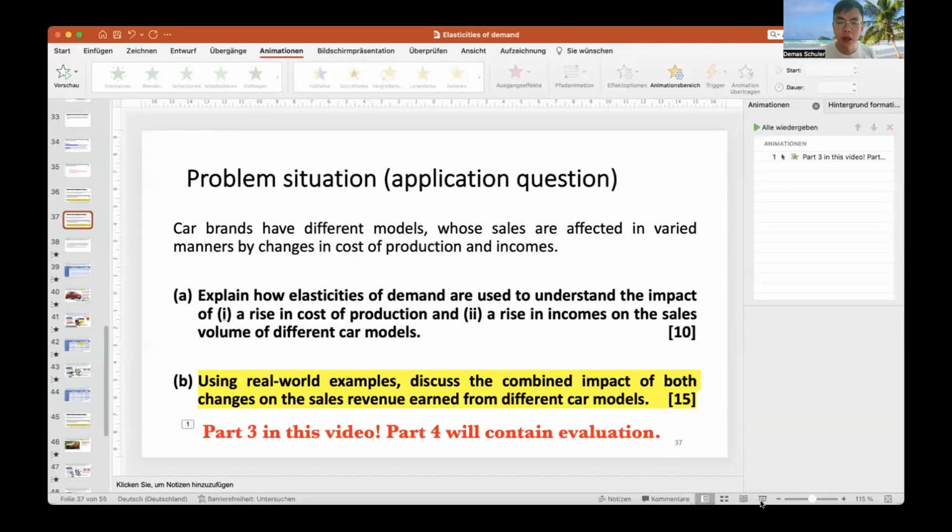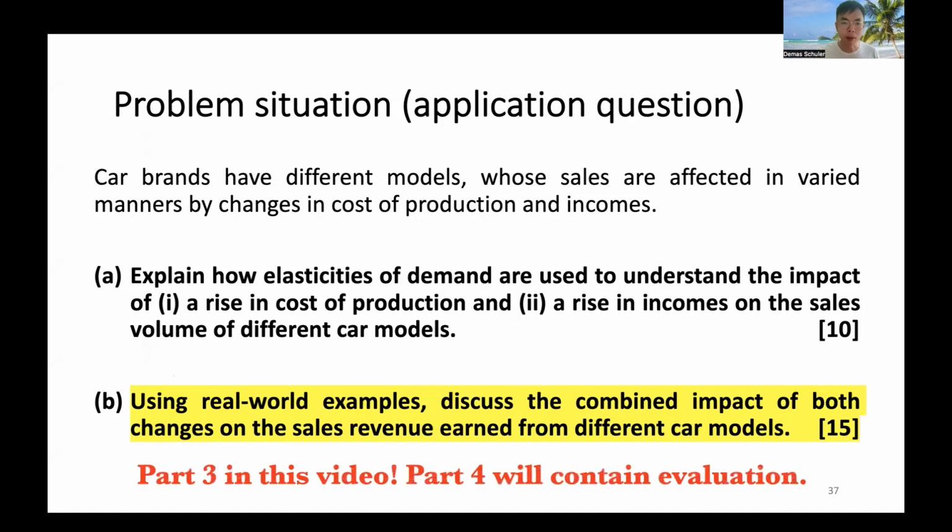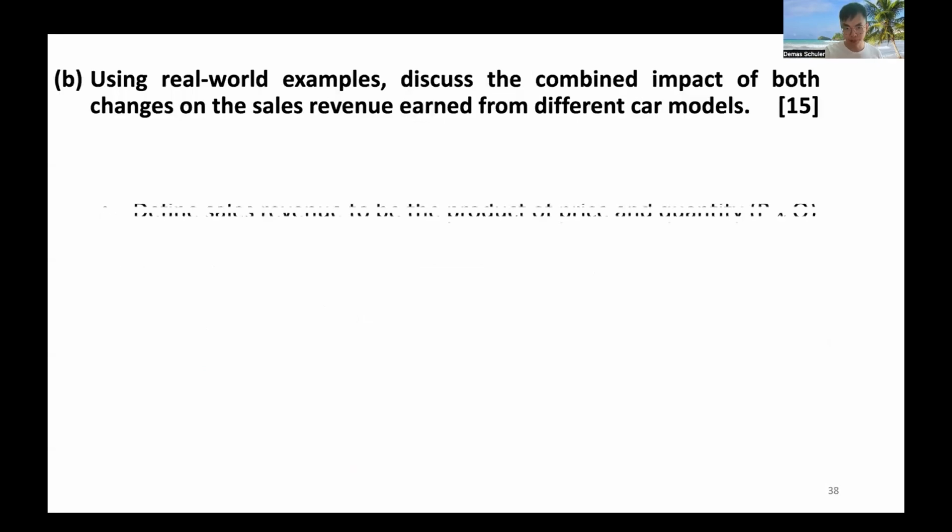If you haven't gone over part A, please check out my earlier videos, part 1 and part 2. You should click the links on the side. In this video and the next one, parts 3 and 4, we'll focus on part B, using real-world examples to discuss the combined impact of both changes, the cost of production rising as well as the income increasing, on the sales revenue earned from different car models.